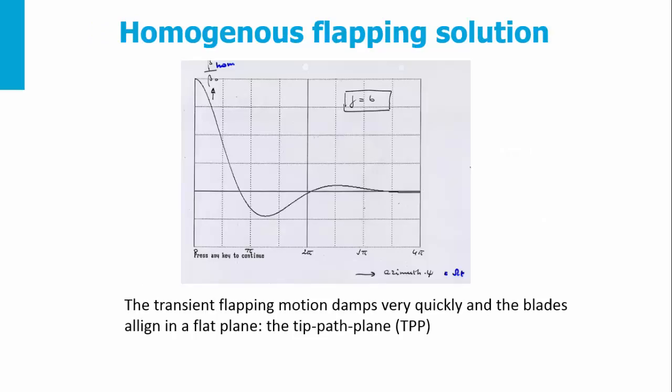If we would represent the transient flapping motion, we would see that it will damp very quickly. For example, if you represent here the azimuth of the blade, and the homogeneous solution divided by the amplitude for a helicopter with a Lock number 6, you would see that the transient flapping motion damps very quickly and the blade aligns in a flat plane, which is the tip-path plane.